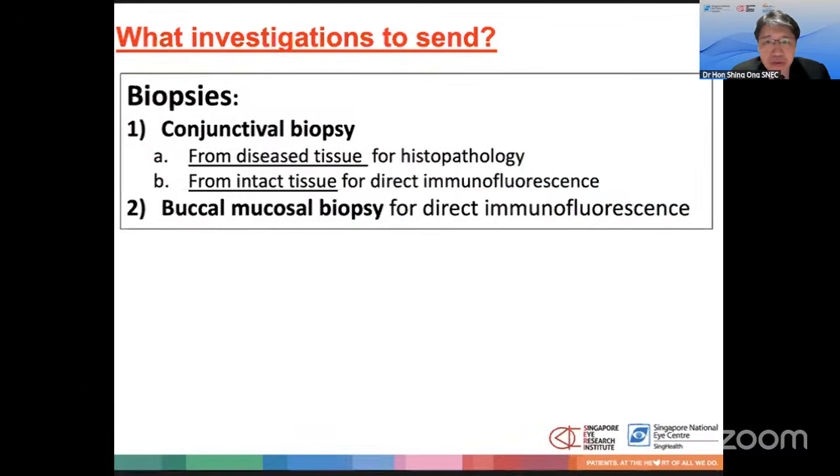Taking biopsies is also another way. Normally, I take one conjunctival biopsy from diseased tissue for histopathology, and this is important to rule out other things like ocular surface neoplasia, sarcoid, even atopic diseases. The second biopsy is often taken from an intact, less inflamed tissue, also known as a perilesional area, which is sent for direct immunofluorescence.